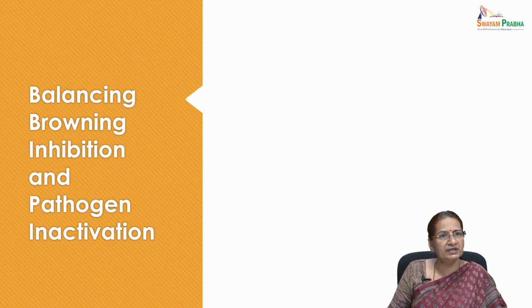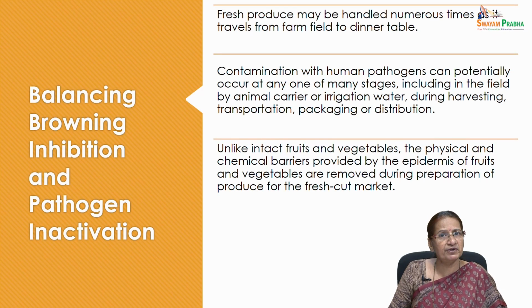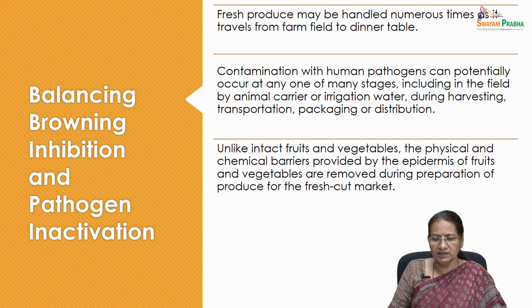Now, balancing browning inhibition and pathogen inactivation. Fresh produce may be handled numerous times as it travels from farm field to dinner table. Contamination with human pathogens can potentially occur at any one of many stages, including in the field by animal carrier or irrigation water, during harvesting, transportation, packaging, or distribution.